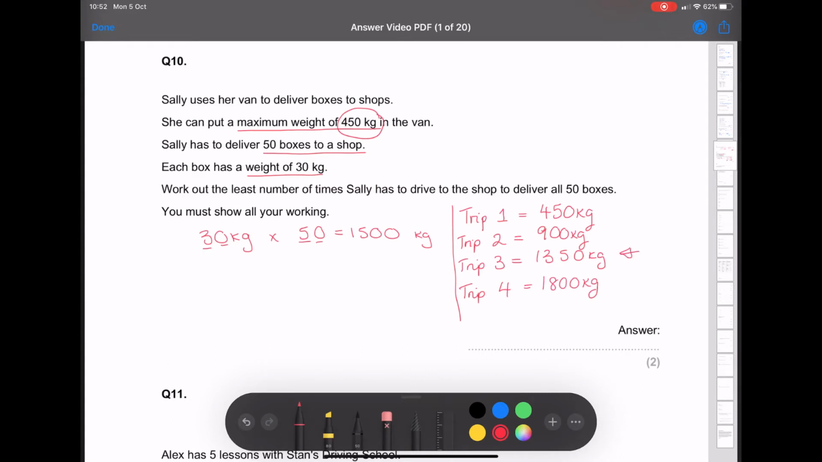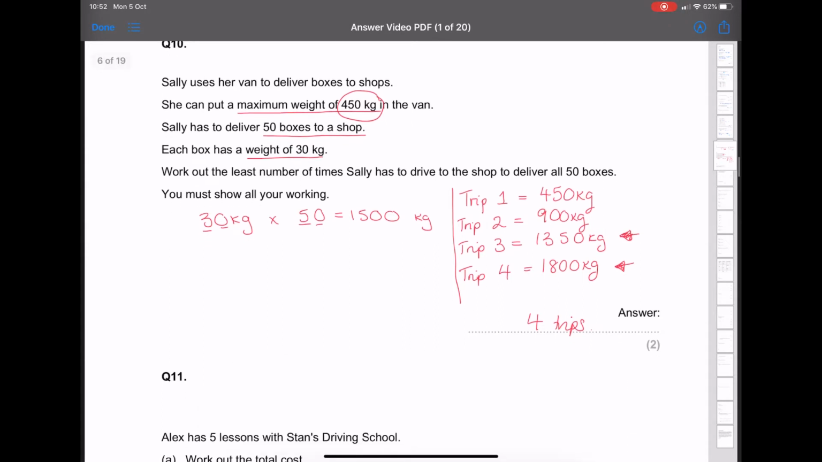So on trip 4, that means I can do a maximum of 1,800 kg. So 1,350 is too little, so I wouldn't be able to do it in 3, which means I would have to do 4, even though I'd have a smaller amount in my van at the 4th time. So it would be 4 trips in total. I hope that makes sense.